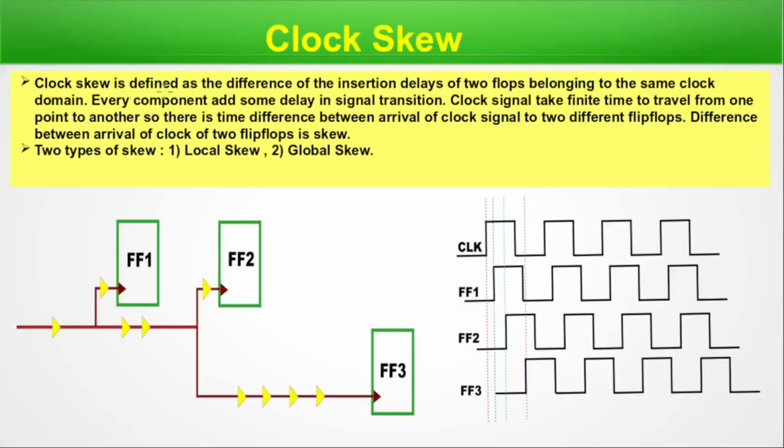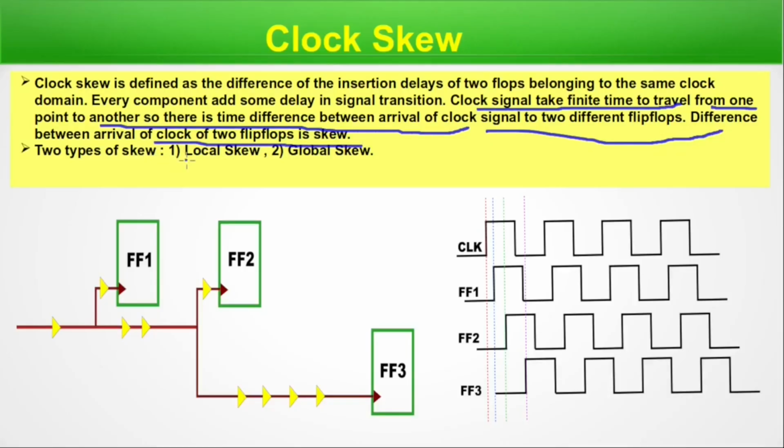Now clock skew. Clock skew is defined as the difference of insertion delays of two flops belonging to the same clock domain. Every component adds some delay in signal transition. Clock signal takes finite time to travel from one point to another, so there is a time difference between arrival of clock signal to two different flip-flops. Difference between arrival of clock at two flip-flops is skew.